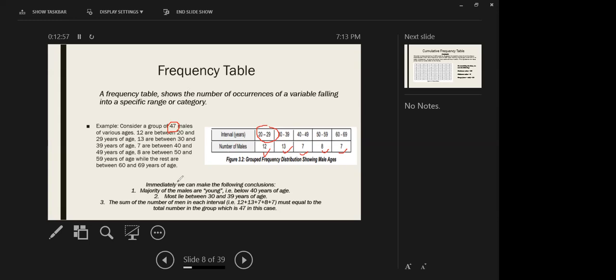So immediately, what we can see from the frequency table is that the majority of the males are young. Why? Because they are below 40 years of age, which is 12 plus 13, which is correct, right? And then most lie between 30 to 39, because that's the highest frequency, which is 13. And then if you add those frequencies, you get the total number of males that were chosen for this study.